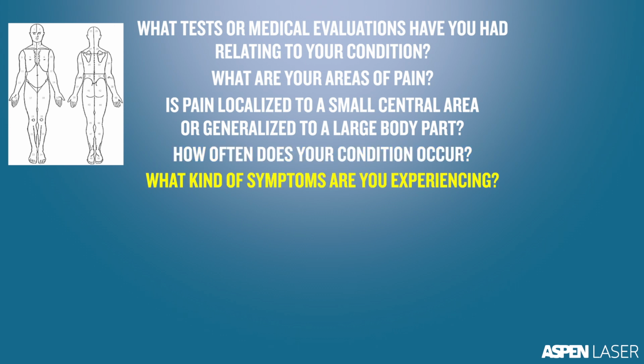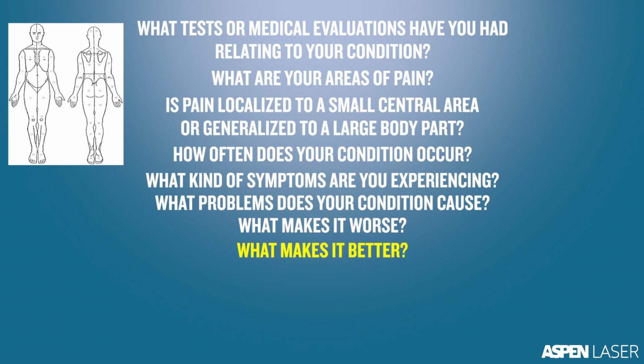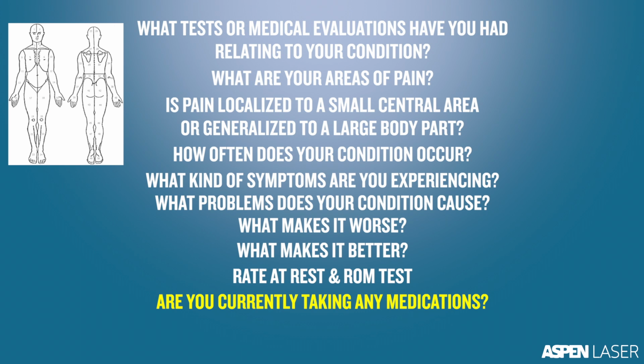Next, we want to know what kind of symptoms their condition causes. Examples would be dull, achy, or sharp. The next section asks them what problems their condition causes. This section asks them what things make their condition worse. That's followed by a section that asks them what things make their condition better or improve their condition. The next section asks them to rate their condition both at rest and with a range of motion test. Finally, we ask them if they're taking any medications, including the name and dose and how often for their condition.